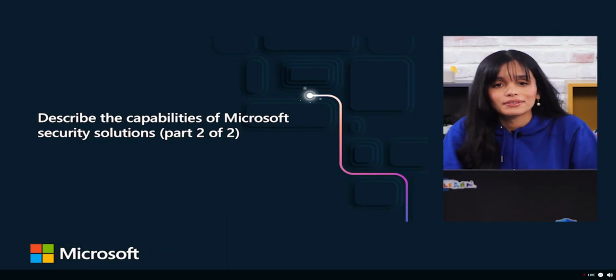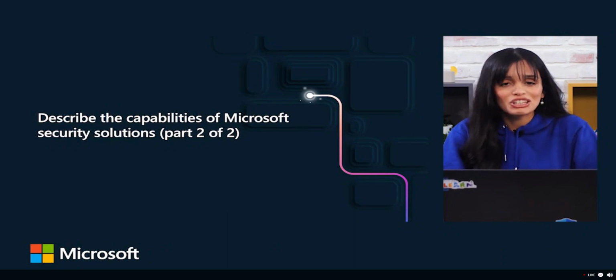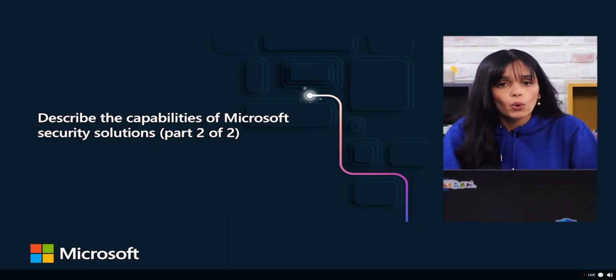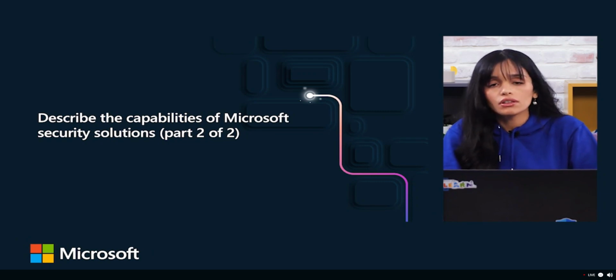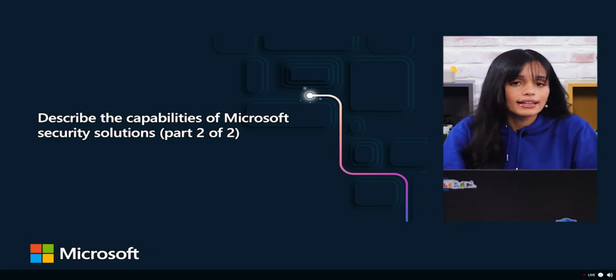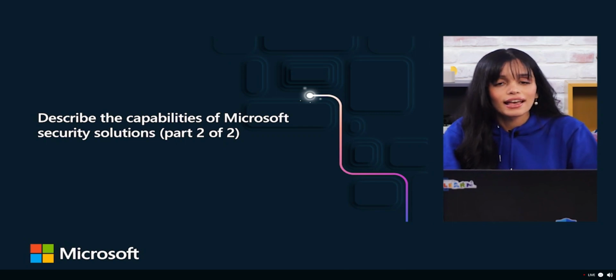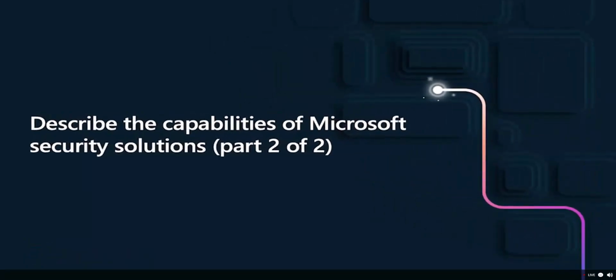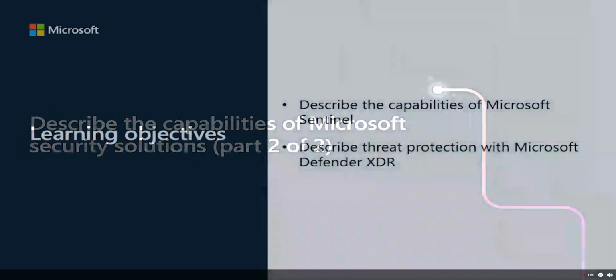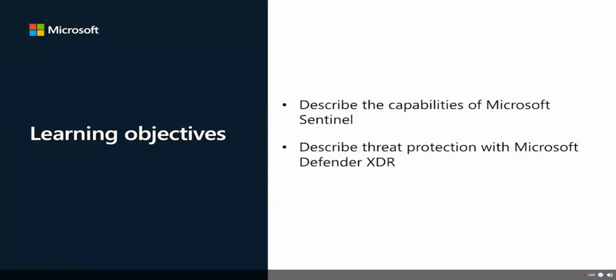As a reminder, all the material for this session and the first one can be found on the learning path at aka.ms/sc900. Let's start with session 4. This session is divided into two lessons. In the first lesson, we will describe capabilities of Microsoft Sentinel. And in the second lesson, we will describe threat protection with the Microsoft Defender XDR.